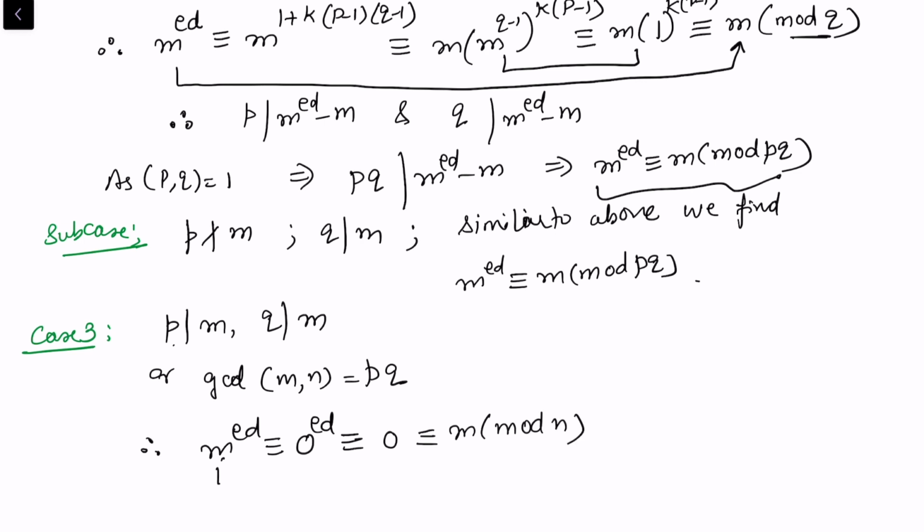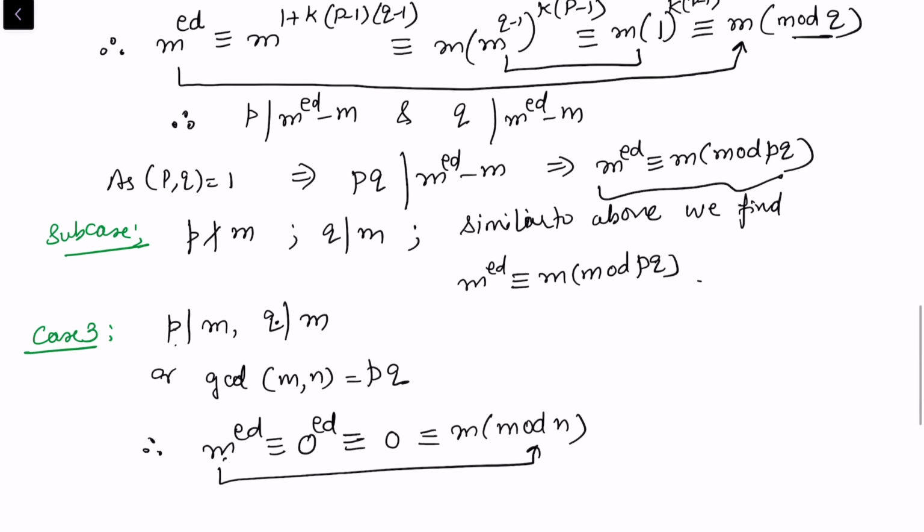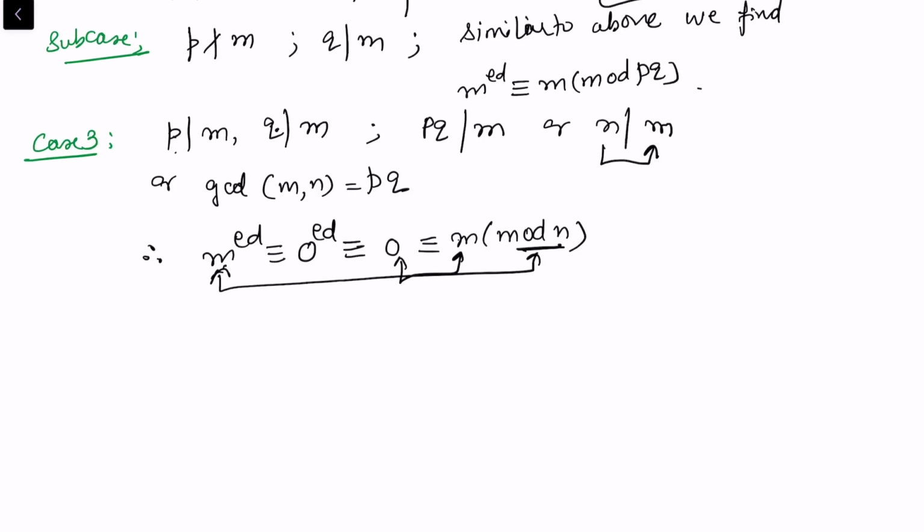So in this case, this is straightforward. This is just a trivial congruence, because if P and Q divide M, then their product PQ will also divide M, or I can say N divides M. So when N divides M, M is congruent to 0, and you can have any power which is divisible by N. So this congruence which we wanted to prove, M to the power ed, is congruent to M mod N.